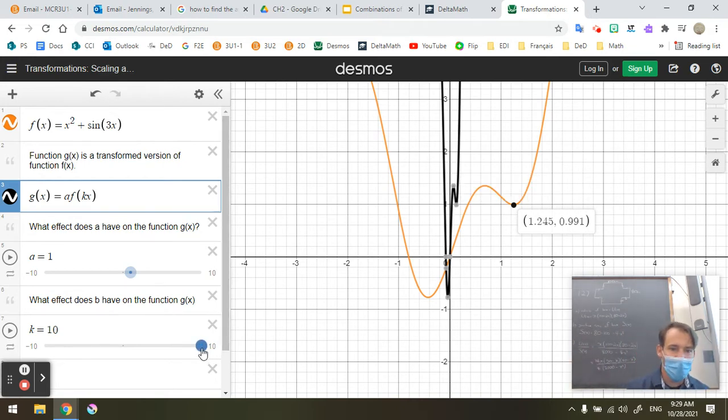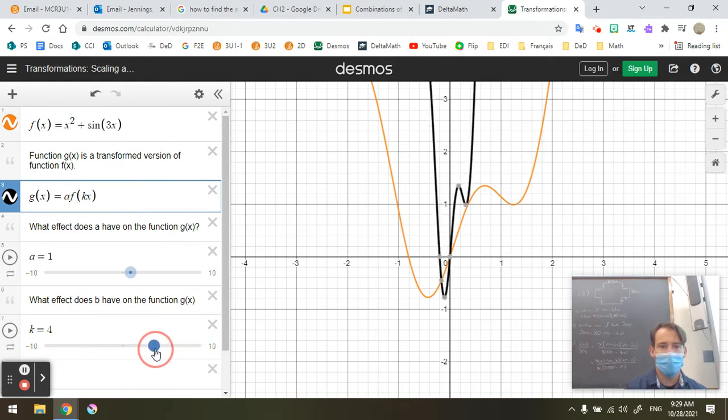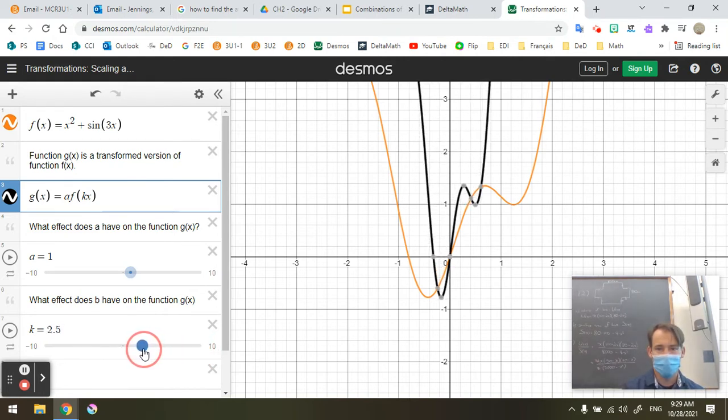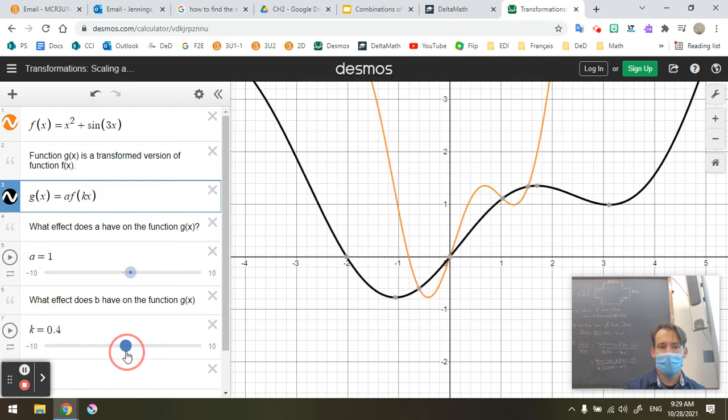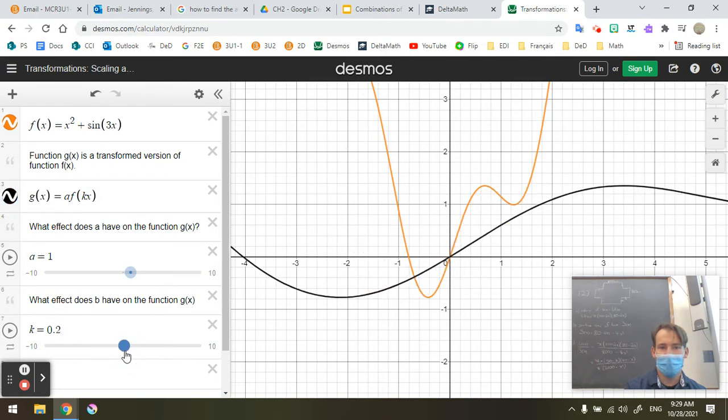What will happen as k approaches 0? What do you predict is going to happen if k is less than 1 but bigger than 0? It'll be compressed on the horizontal. Now it's going to be stretched horizontally. Look at that. k is 0.2, and now look at it. It's so stretched.